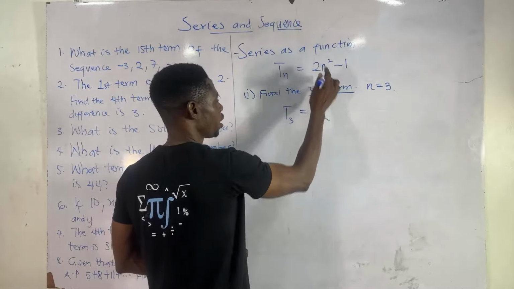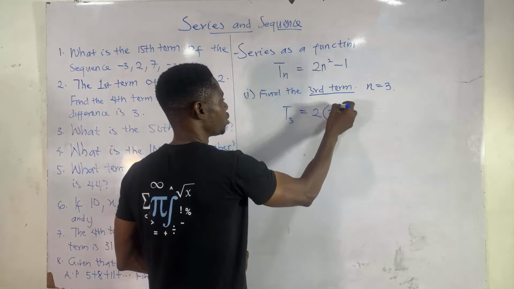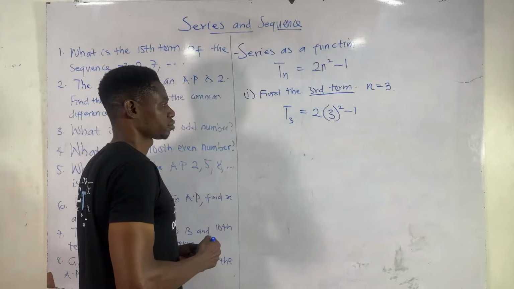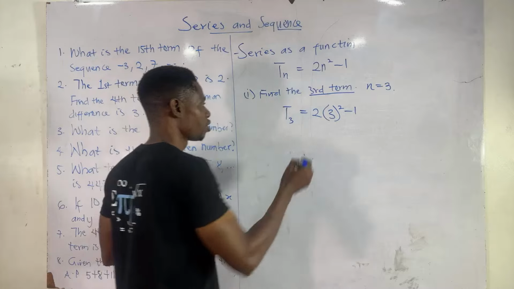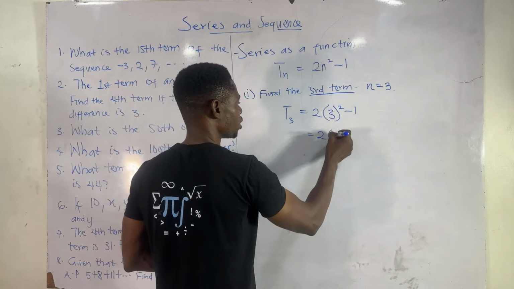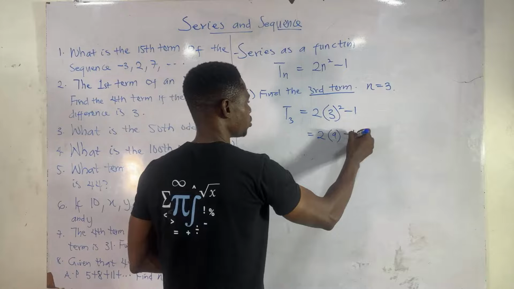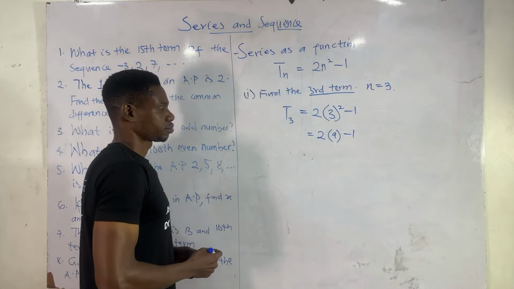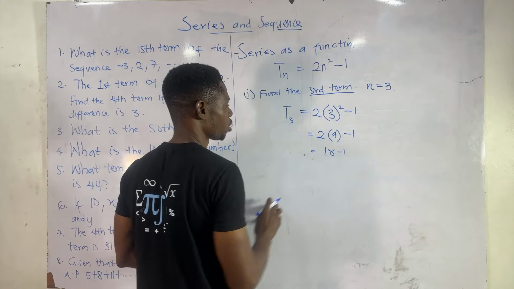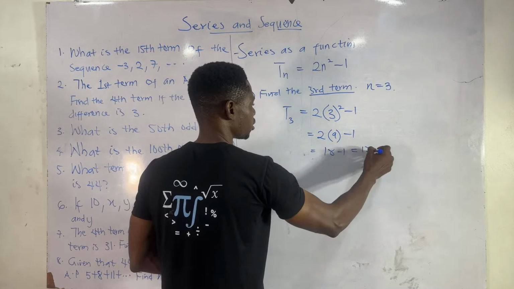2 times n, which is 3, squared, minus 1. So this will give us what? 2 multiplied by 3 squared, which is 9, right? Minus 1. And this will give us what? 2 multiplied by 9 is 18, minus 1, and that's 17.